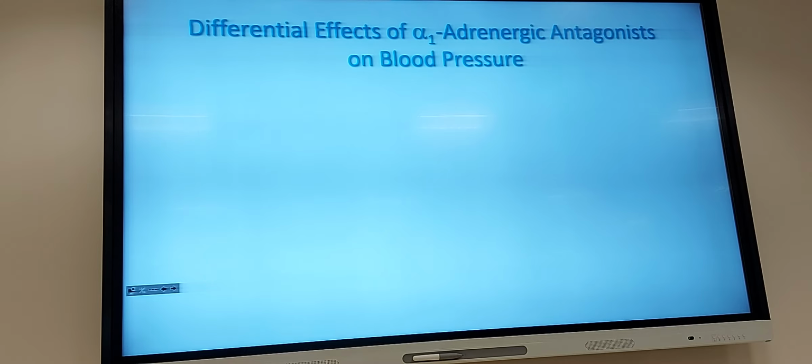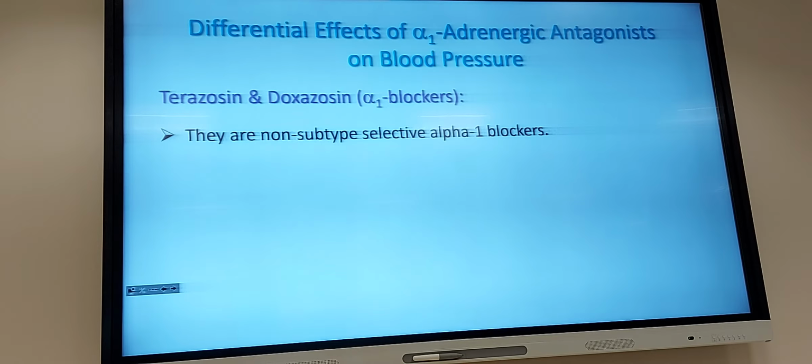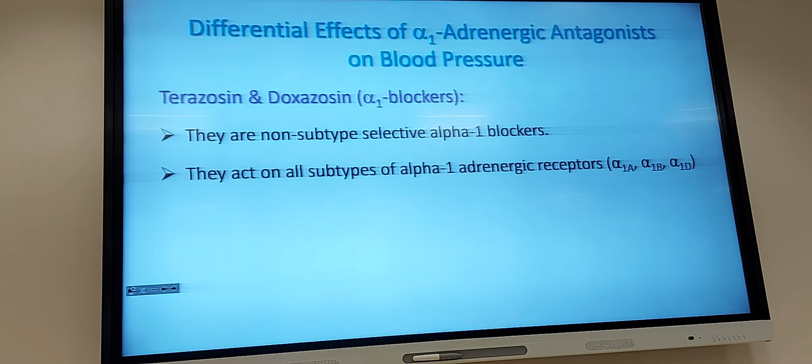So I'll just talk about blood pressure. What are the differential effects of alpha adrenergic antagonists? If you're using terazosin or doxazosin, which are non-subtype selective alpha 1 blockers, that means they will act on all subtypes, including alpha 1A, alpha 1B, and alpha 1D. Okay, which ones? Terazosin and doxazosin.